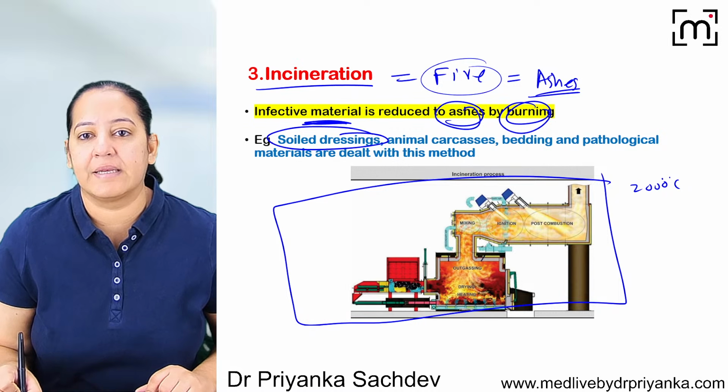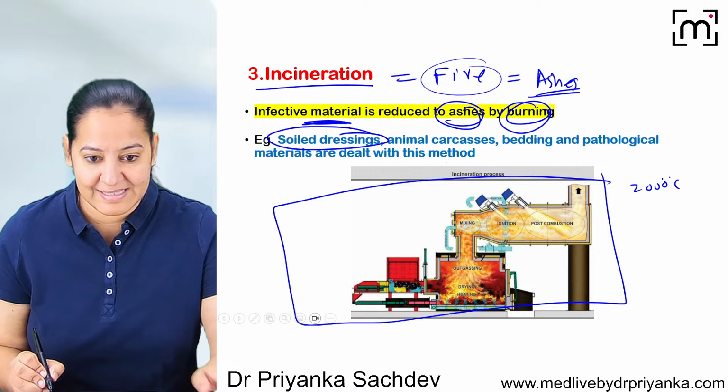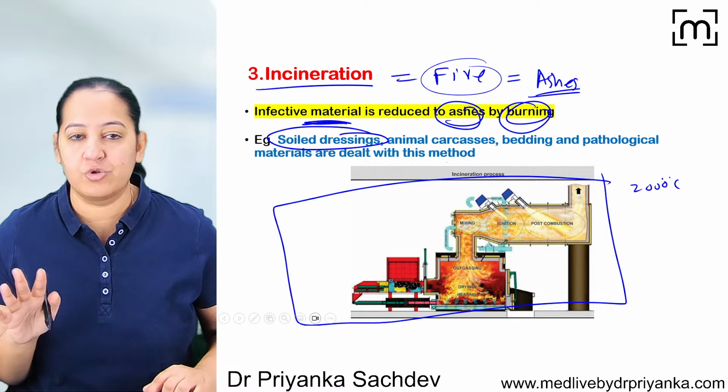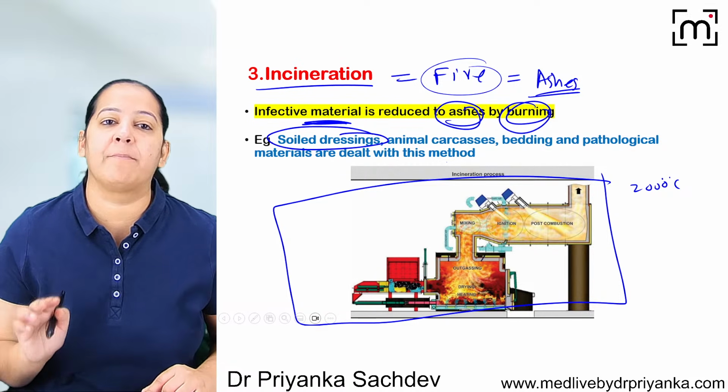And number two, animal skin. It's not written here, but animal skin is there. For example, leather is made of animal skin. It has to be incinerated. So these are the two examples in incineration.